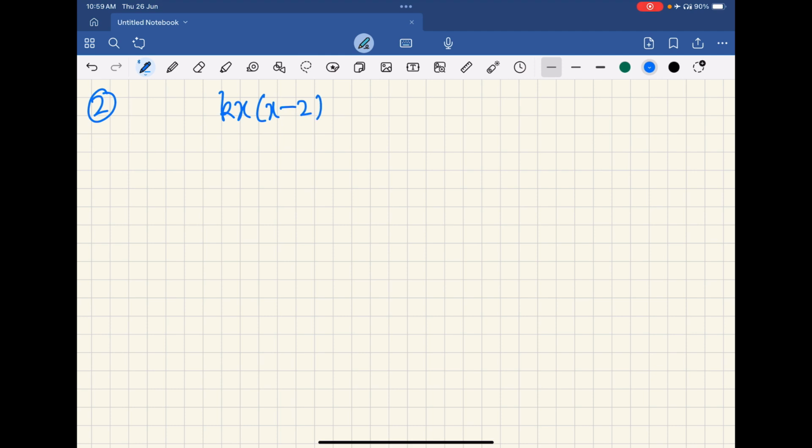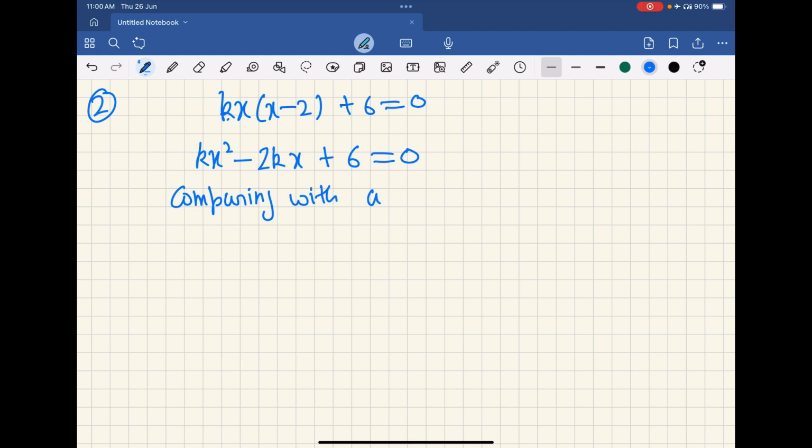Okay? So now second question is kx(x − 2) + 6 = 0. So पहले तो इसे simplify करते हैं. Kx into x will become kx². Kx into −2 will become −2kx + 6, which is equal to 0. Now what will we do? We will compare. So we are saying comparing with standard form क्या है हमारी ax² + bx + c = 0. A क्या है? Coefficient of x², which is k. So A is equal to k.